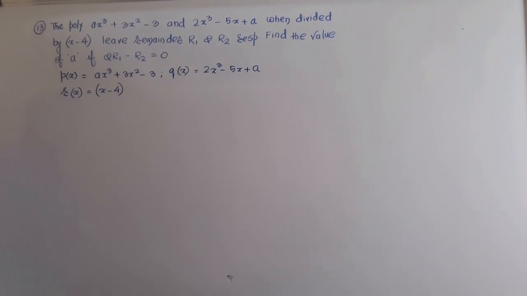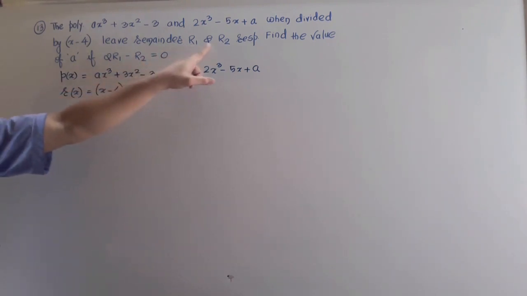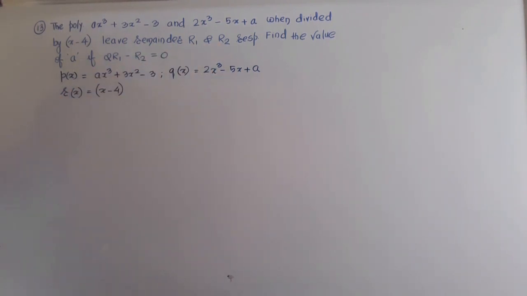Now first of all, with the help of the remainder theorem, I will find out the remainder when p of x is divided by r of x. Similarly, when q of x is divided by r of x, what will be the remainder according to the remainder theorem? Then whatever remainder I obtain, I will keep it equal to r1 and r2, because in the question we are given that the remainders are r1 and r2. And then we will find out the value of a by using this equation.